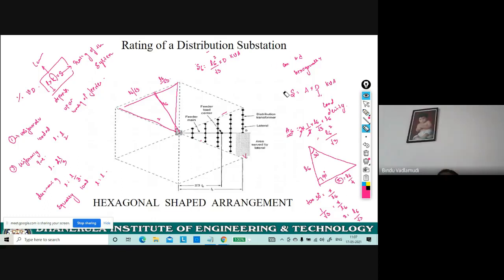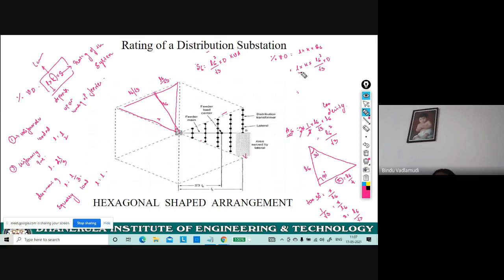Yes, ma'am. Then what is the percentage voltage drop per unit value? What is the expression? Percentage voltage drop is equal to L into K into S. So can I write it with S6, because we are considering the hexagonal arrangement? So that is equal to L into K into, what is the value of S6? L6 square by root 3 into D kVA. Is it not?